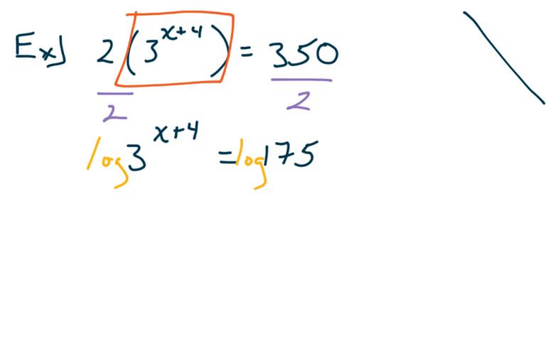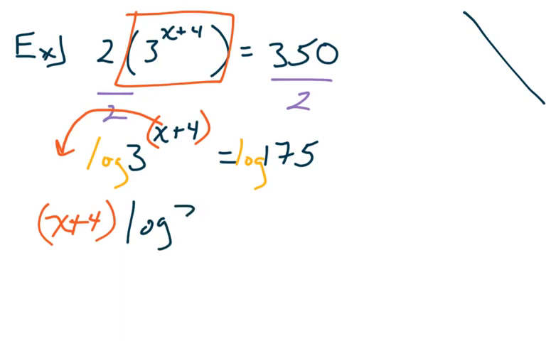Now, here's the main reason. See that x up in the exponent? Remember that property of logs? That's right, the exponent comes tumbling down. That's what happens when you slap both sides with a log. The exponent comes tumbling down, and it is now in front of the log. So I have an x plus 4 in front of the log of 3. Now I also have the log of 175 hanging out over here.